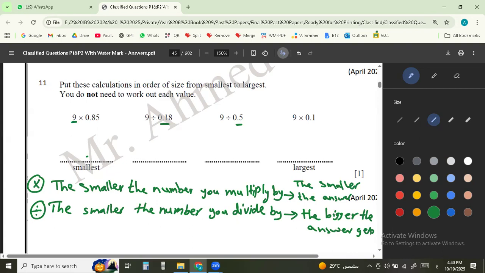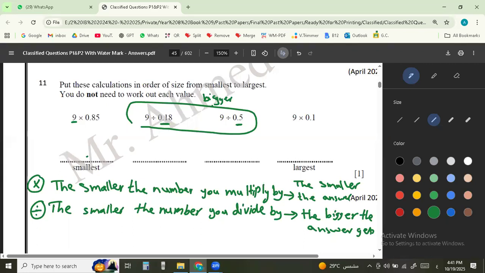But in division, usually the answer gets smaller. Yes, but if you're dividing by a number smaller than 1, the answer gets bigger. So definitely the division is going to be the last two, bigger. Division is bigger than multiplication. Good? So I'm going to keep these two till the end.